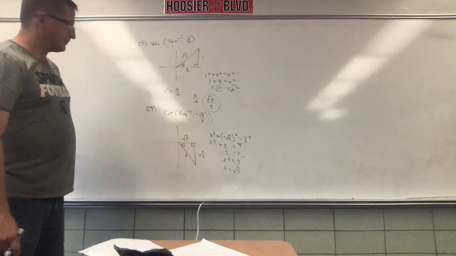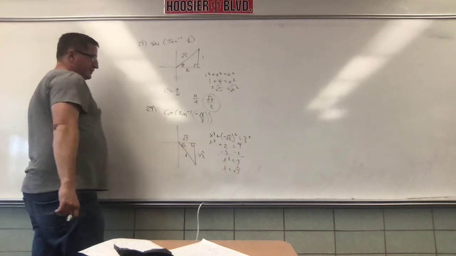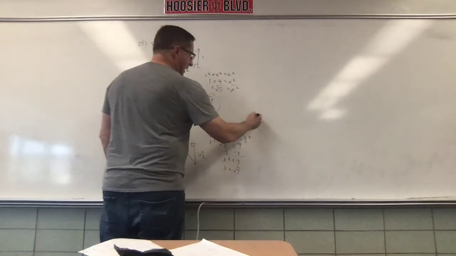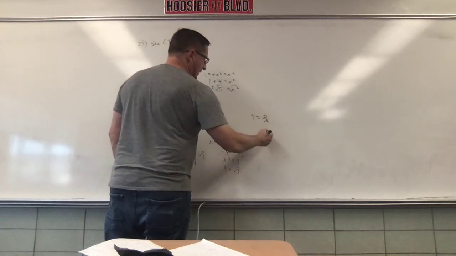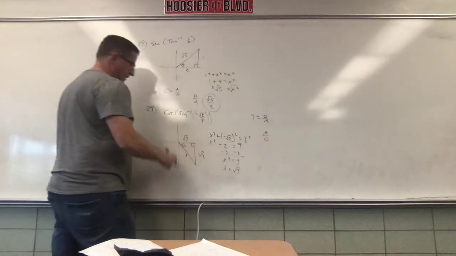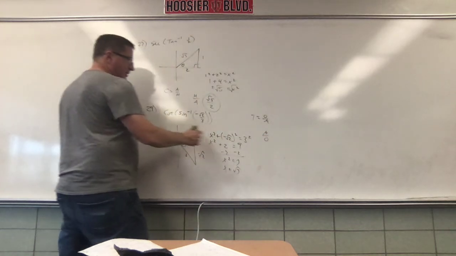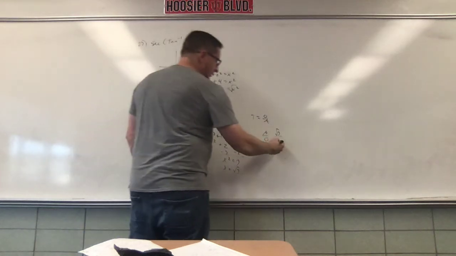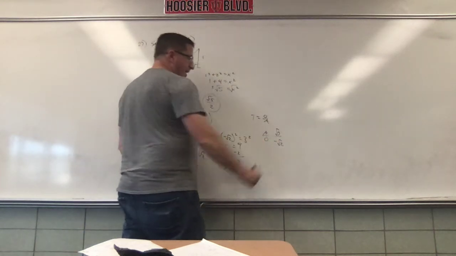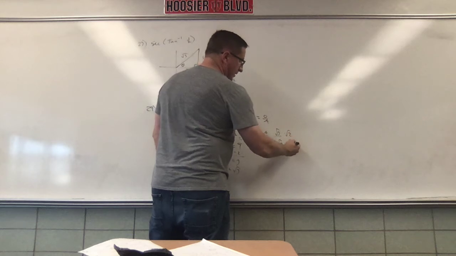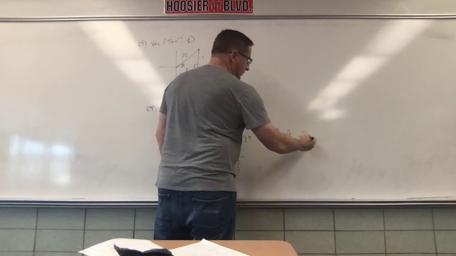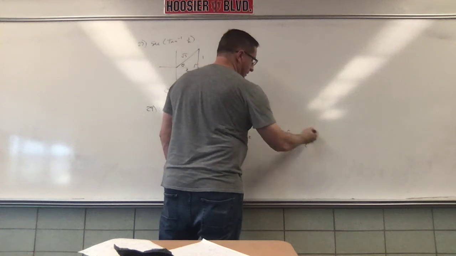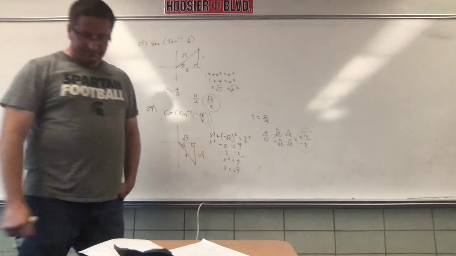Again, we're not done. We've got to find the cotangent. Cotangent, you flip tangent. Tangent is opposite over adjacent, so cotangent is adjacent over opposite. Adjacent is radical 7 over the opposite, negative radical 2. We multiply the top and bottom by radical 2 to get rid of the radicals on the bottom. Radical 7 times radical 2 is radical 14. Radical 2 times radical 2 is radical 4, which is 2. So radical 14 over negative 2.